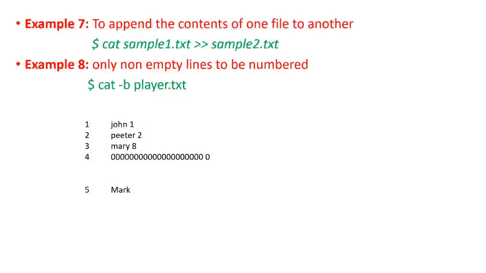Next, to append the contents of one file to another file. Now if you want to copy the contents of file 1 to file 2, but you don't want to erase the contents of file 2, sample2.txt, then in between you are going to use the double output redirection operator. So it will append the contents of file 1 at the end of file 2. So it will attach the contents of file 1 at the end of file 2.